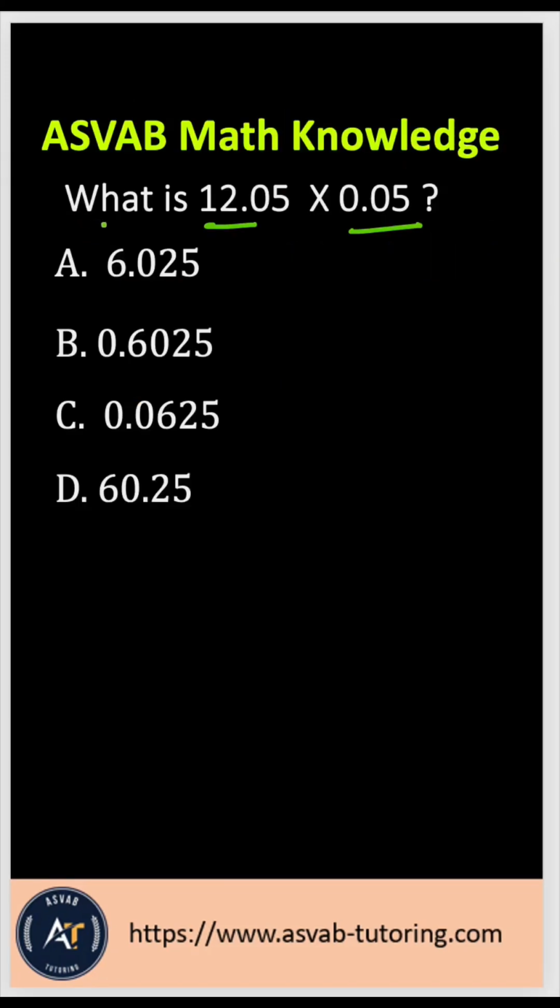The question says, what is 12.05 times 0.05? Many of those who failed the ASVAB test or scored low don't know how to multiply decimals. So let's multiply decimals and improve your ASVAB score.